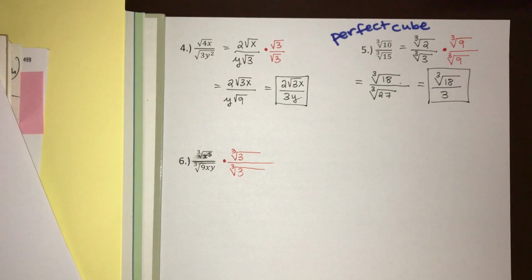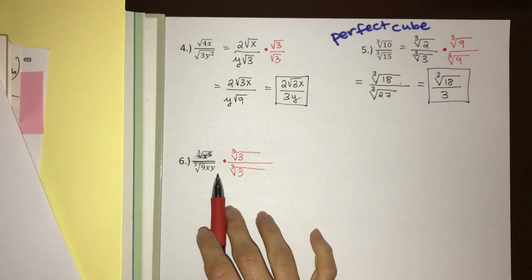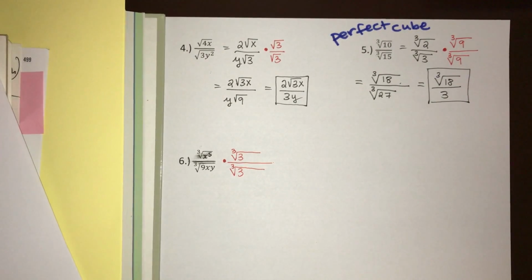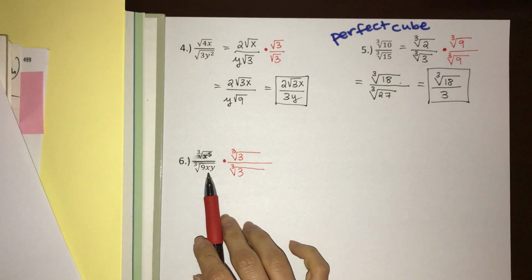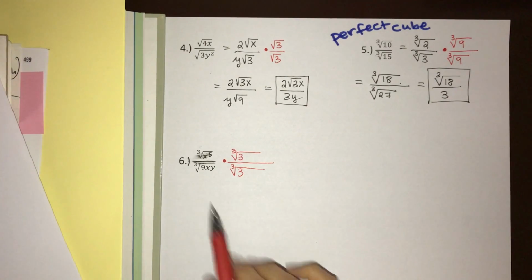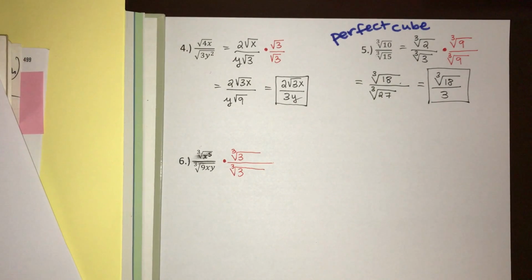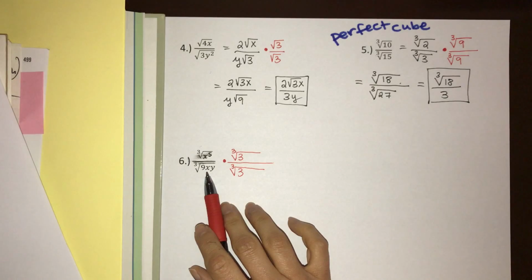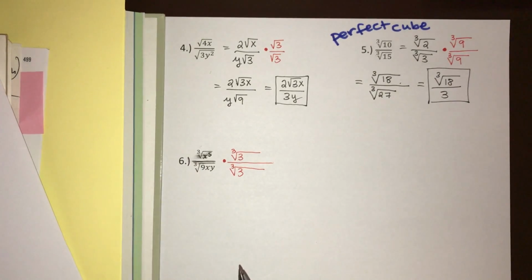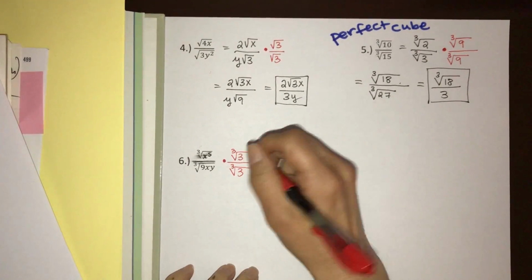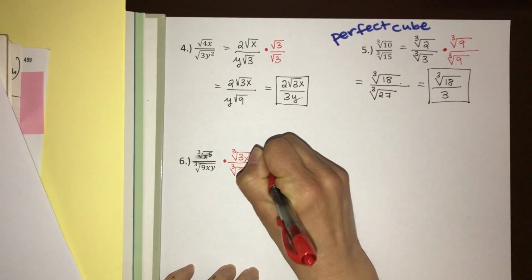We need to take into account that we have x, y. So we can't leave it as xy. I have to figure out what the perfect cube is. So x is not a perfect cube, neither is y. However, x to the 3rd is a perfect cube, y to the 3rd, right? Anything with an exponent of 3 is a perfect cube, which means since I already have one x and one y, I just need 2 more x's and 2 more y's. So multiply by x squared, y squared.